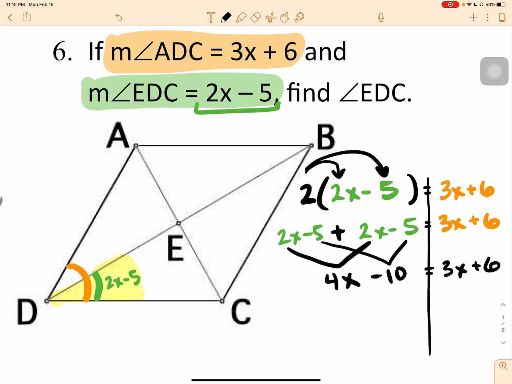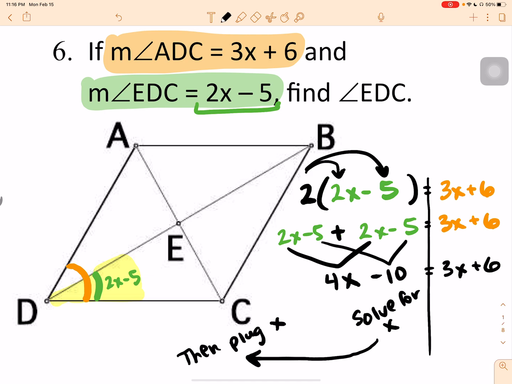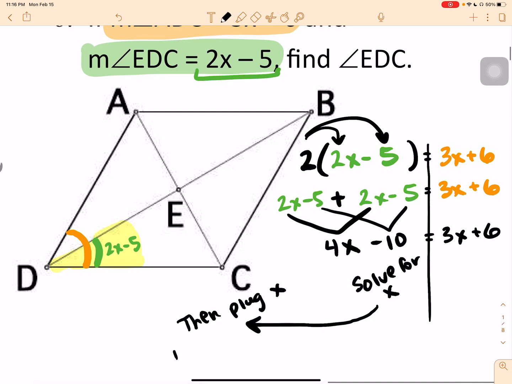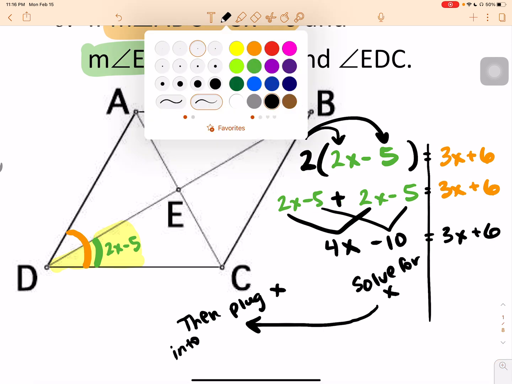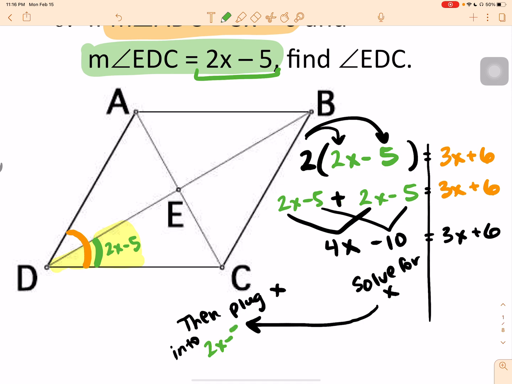Okay. So I'm going to leave the rest of it up to you guys. You need to solve for x. Then plug x into the 2x minus 5.